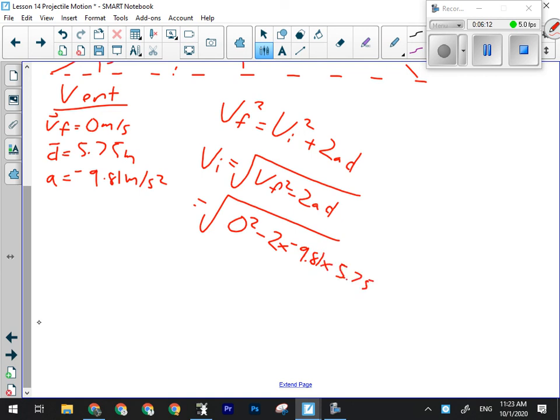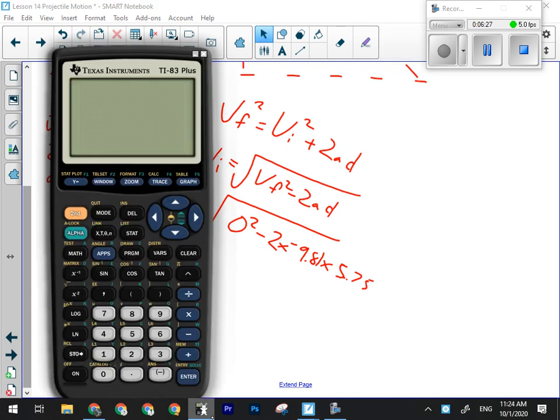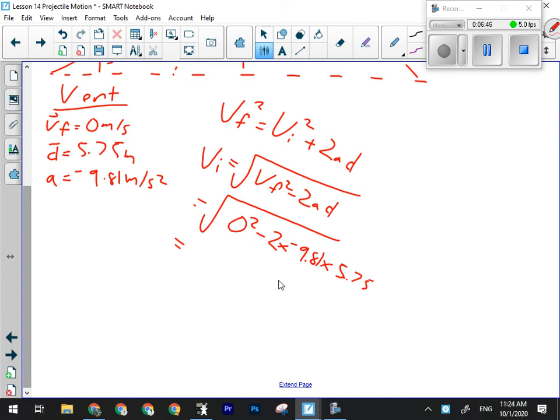The signage is important because you have this 0 squared minus. If you don't do that, then your calculator will have a conniption fit because it says you're trying to do something impossible, take the square root of a negative number. So when we do this, that will get us VI. We got the square root of 0 minus 2 times negative 9.81 times 5.75. We're getting that the initial vertical velocity is 10.62 meters per second.